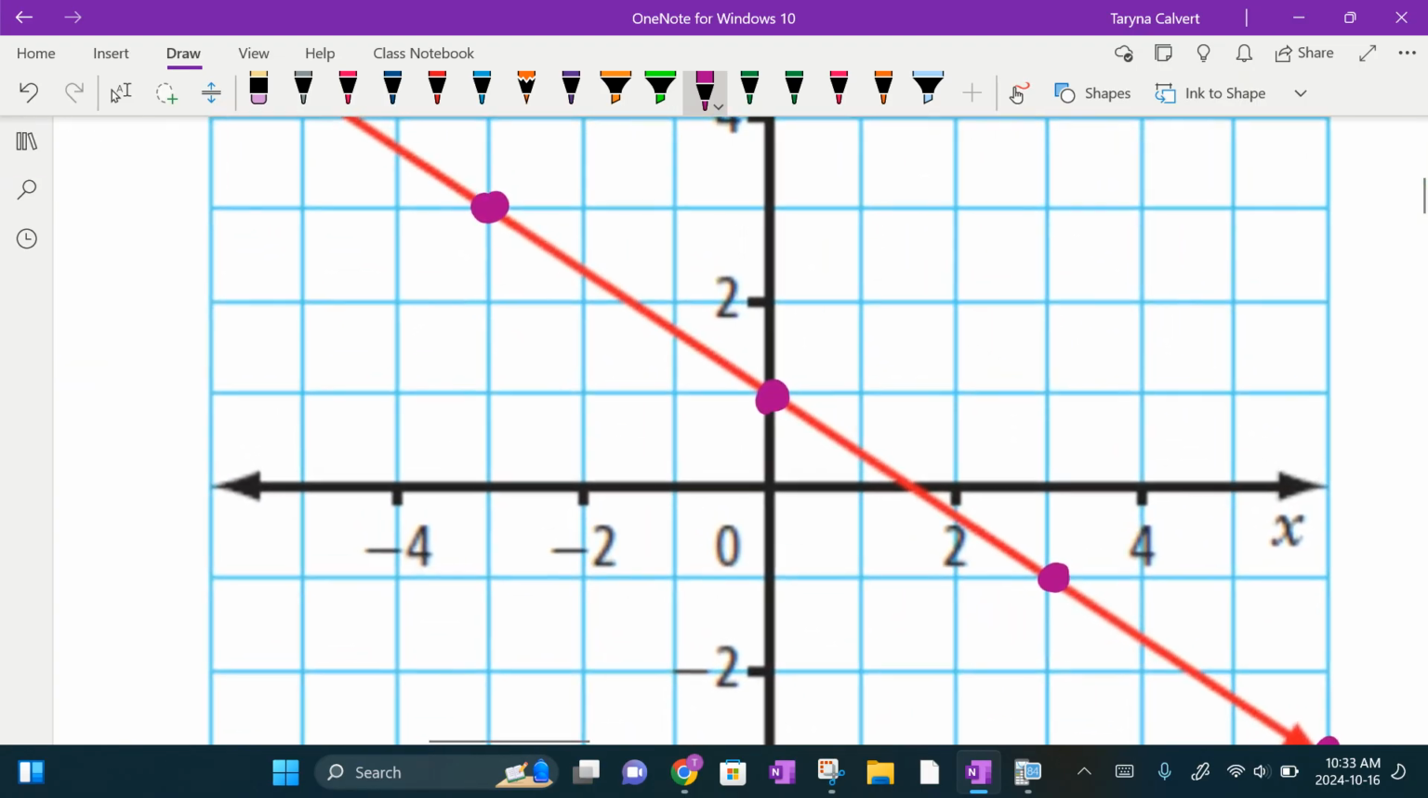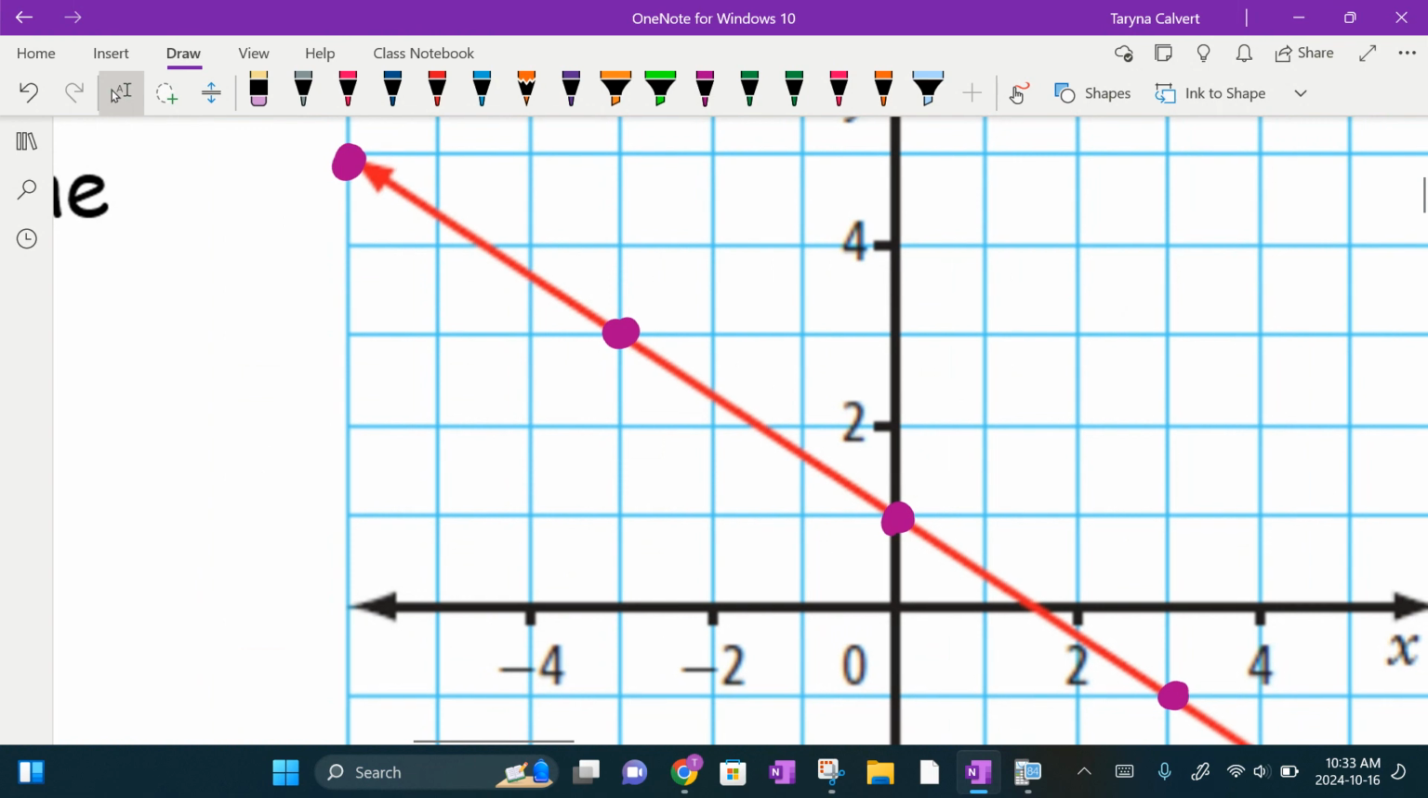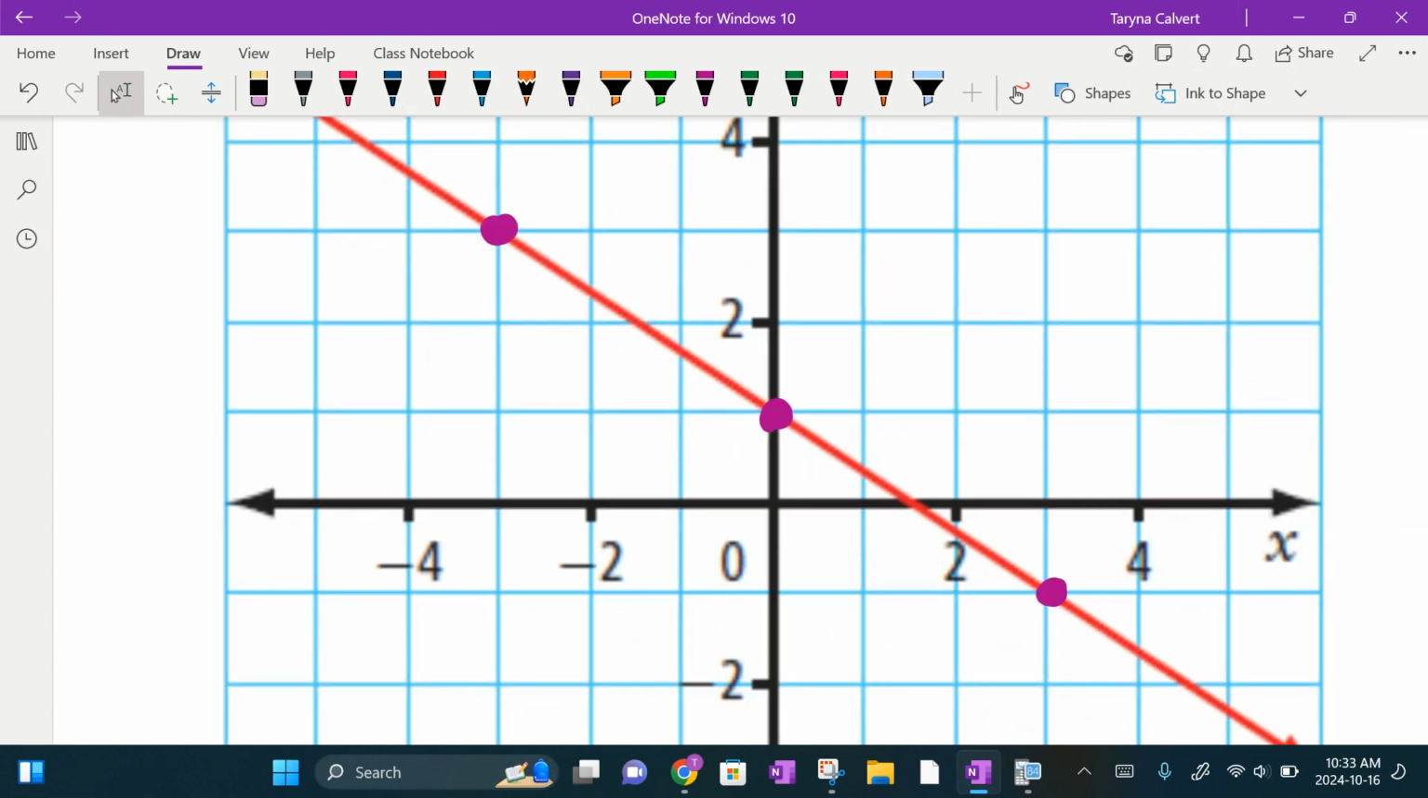If I pick these 2 right here, at 0 and 1 and -3 and 3, and somebody picked the 2 outside ones, are we all going to get the same slope? Yes, they all reduce to the same thing. That's why it doesn't matter. Any 2 points on the line, you can count your rise and run.